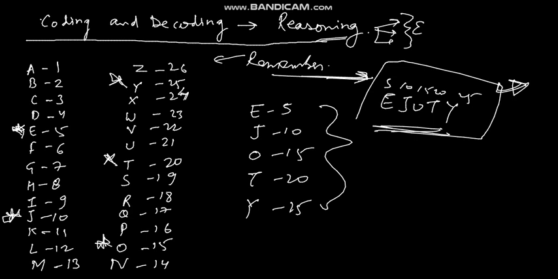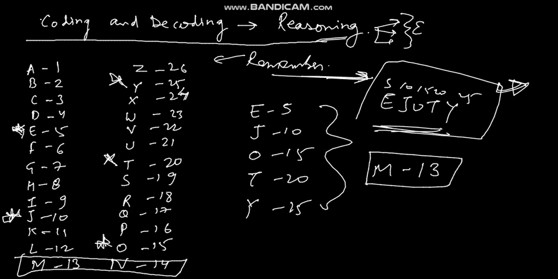One more thing to remember is the position of M and N. M comes at 13. N is the middle, you can say 26 by 2. There are 26 letters, and 26 by 2 is 13, so M comes at 13.